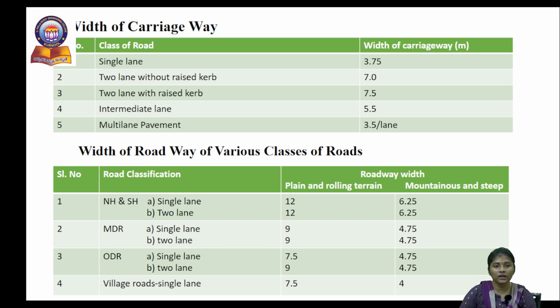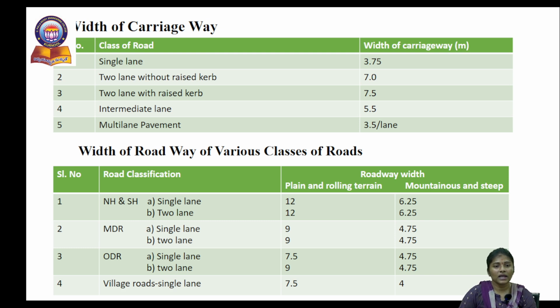As per IRC recommendations, the width of the carriageway for single lane roads is 3.75 meters. If it is a two lane road without raised curb, it is 7 meters. If it is a two lane road with raised curb, it is 7.5 meters. For intermediate lanes, at some places it is not possible to provide two lanes, but there is some space. In that case, we don't go for single lane road or double lane road. In between we provide an intermediate lane whose width as per IRC recommendation is 5.5 meters. For multi-lane pavements, we provide 3.5 meters width per lane.